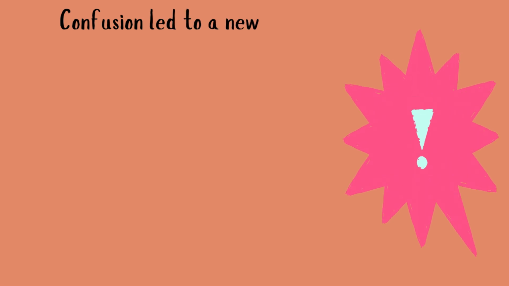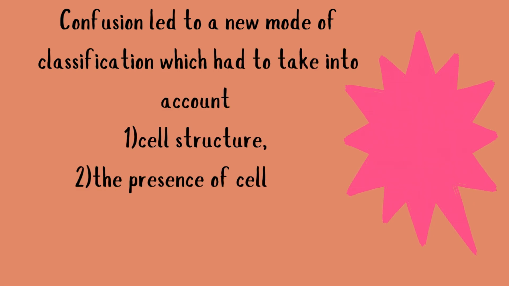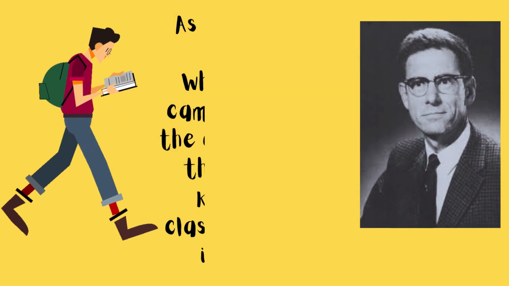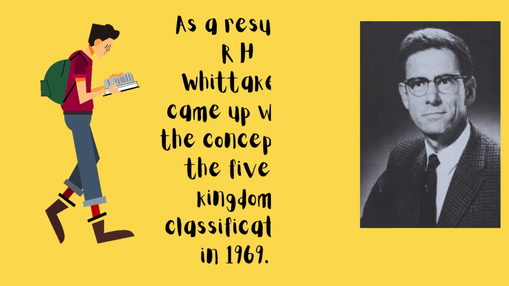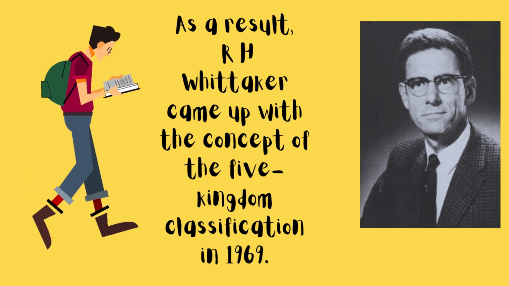Confusion led to a new mode of classification which had to take into account 1. Cell structure, 2. The presence of cell wall, 3. Mode of reproduction, and 4. Mode of nutrition. As a result, R.H. Whittaker came up with the concept of the 5-kingdom classification in 1969.